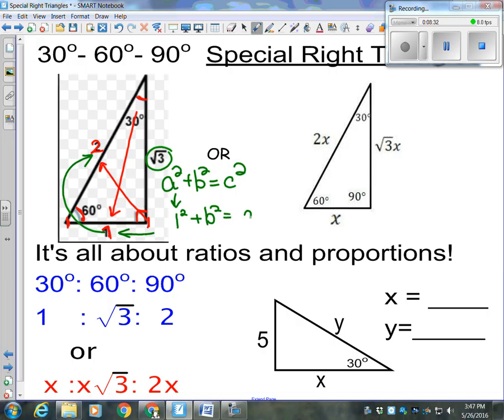And I know the c value is 2, and I'm going to square it. So I get 1 plus b squared is equal to 4. Subtract 1 from both sides, I get b squared is equal to 3. Take the square root, b is equal to square root of 3.